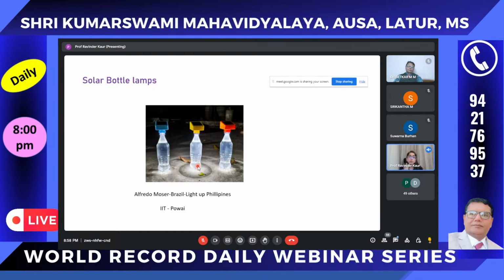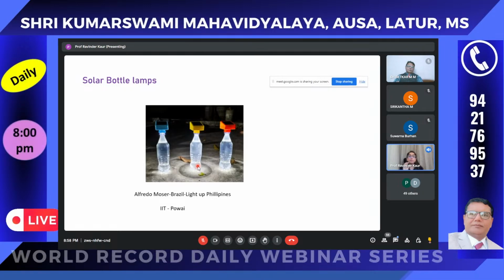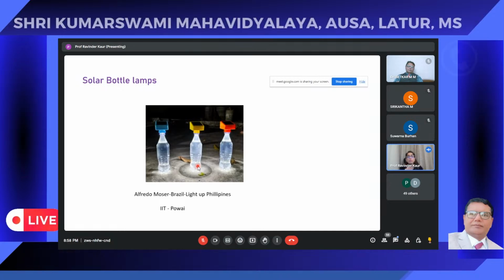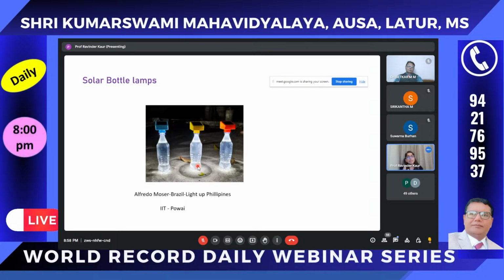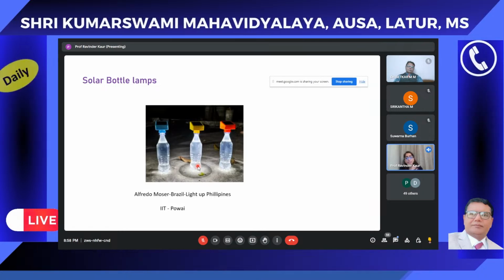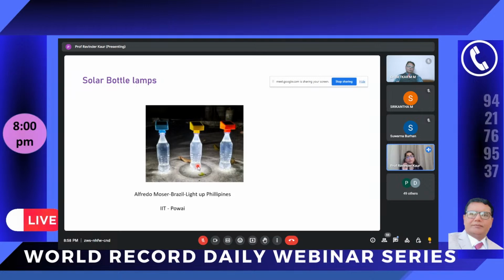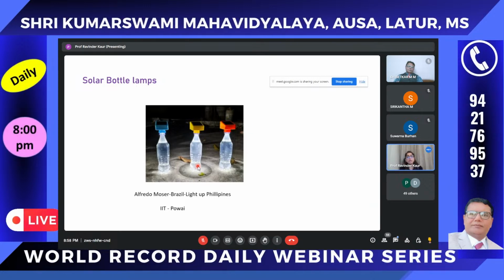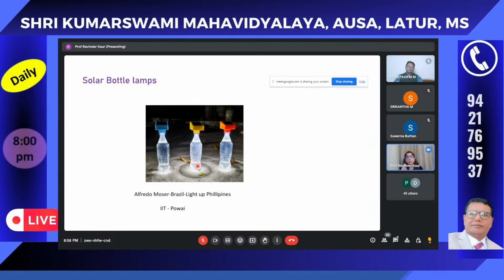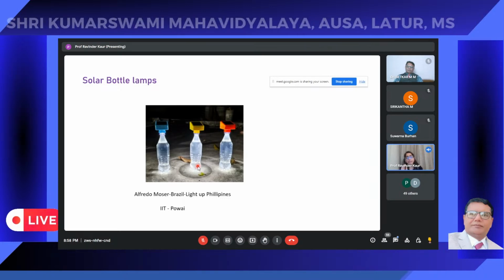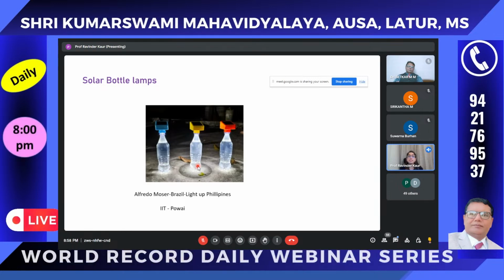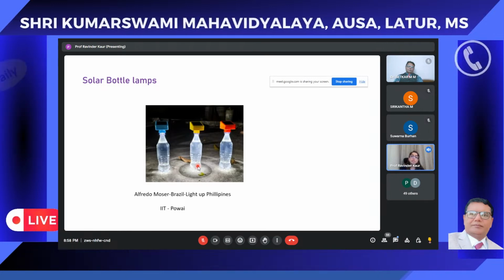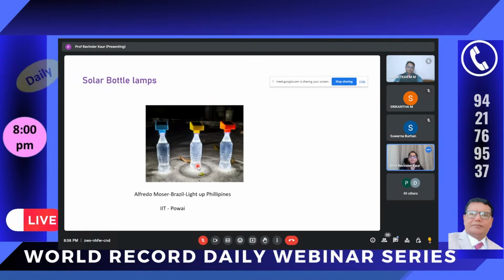And let me tell you, IIT Bombay students are doing the same project, and most of the rural part of Bombay is using these solar bottles. These are nothing but a plastic bottle with water and a bleaching agent, and each bottle could give you as much light as a 60-watt bulb gives you. So this is the power of design thinking.